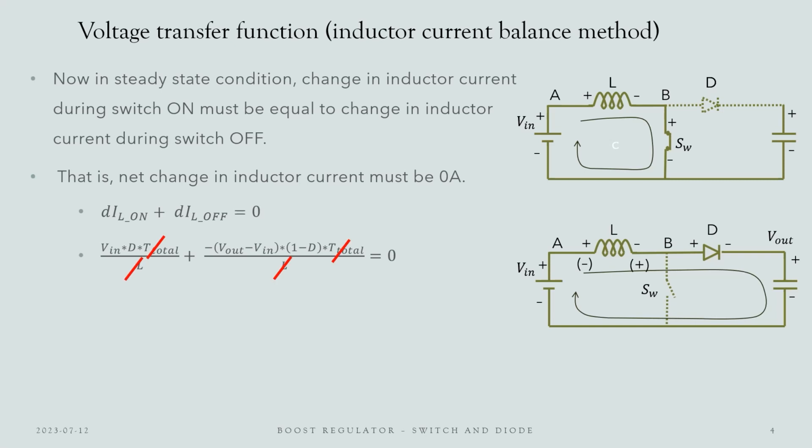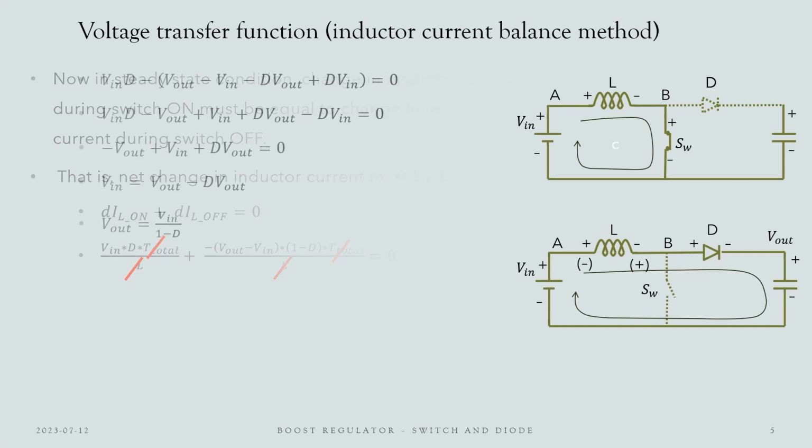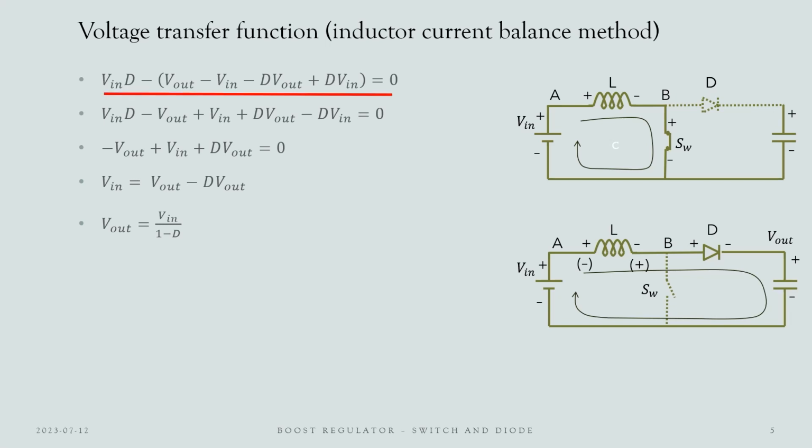We can cancel out the common terms. After simplification, this is the equation that we get. Let us now take the negative sign inside the bracket. Now we can cancel out the common terms. If we keep input voltage on the left hand side of the equation, we get the equation as shown here. Then output voltage can be written as Vin divided by 1 minus D.